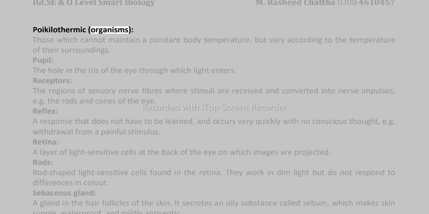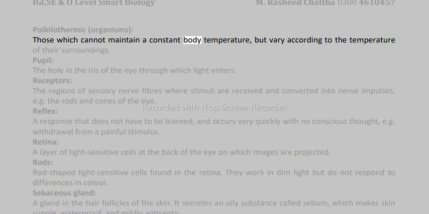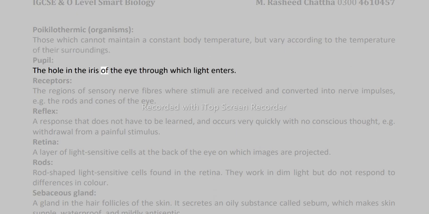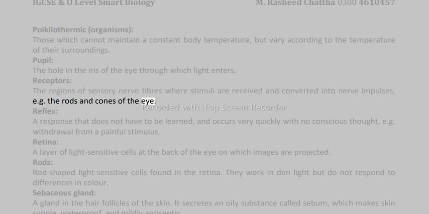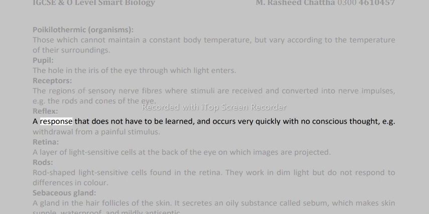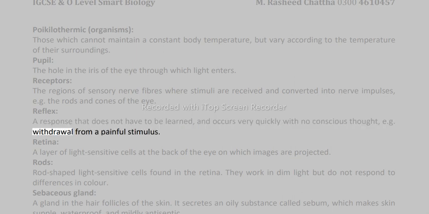Poikilothermic, organisms which cannot maintain a constant body temperature, but vary according to the temperature of their surroundings. Pupil, the hole in the iris of the eye through which light enters. Receptors, the regions of sensory nerve fibers where stimuli are received and converted into nerve impulses, e.g. the rods and cones of the eye. Reflex, a response that does not have to be learned, and occurs very quickly with no conscious thought, e.g. withdrawal from a painful stimulus.